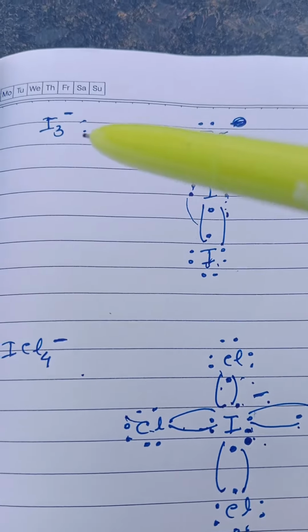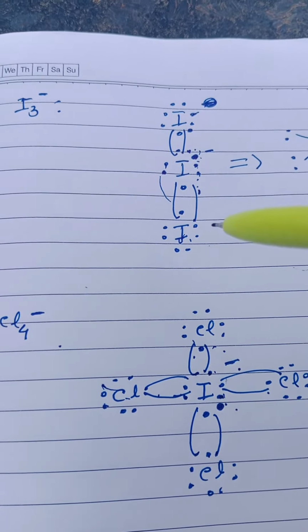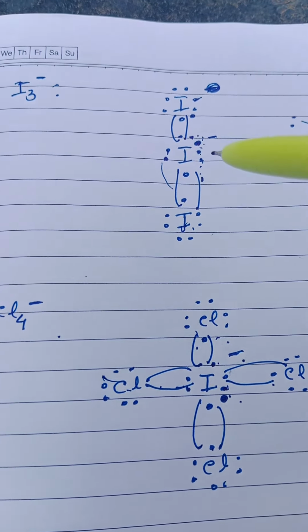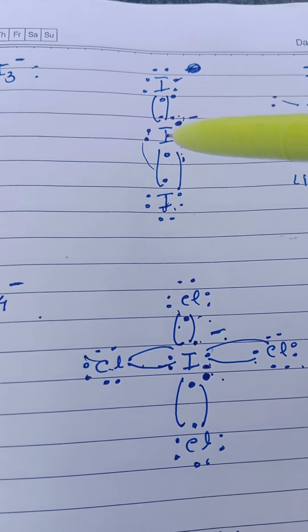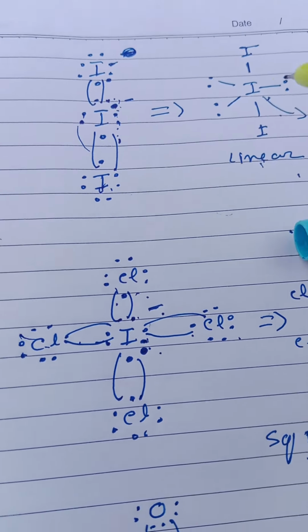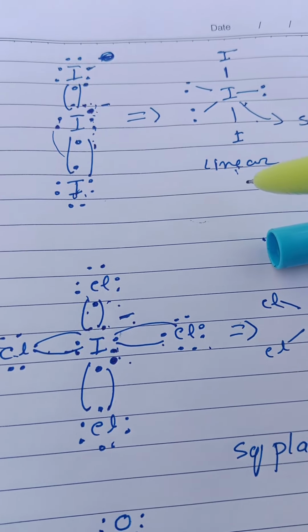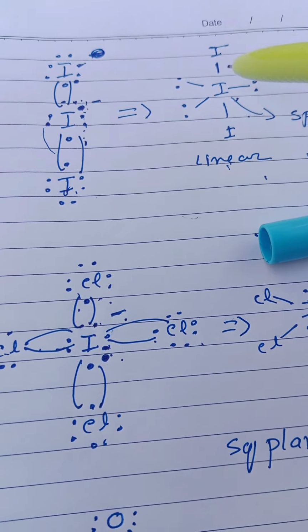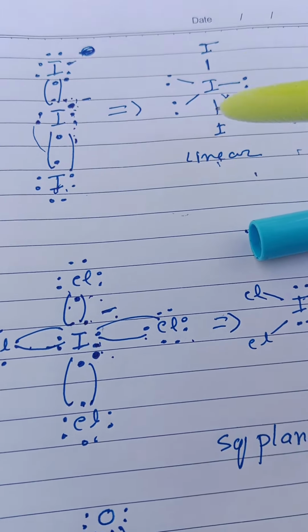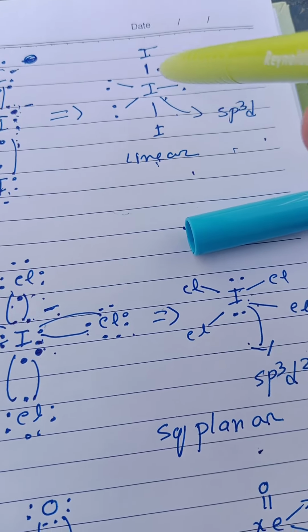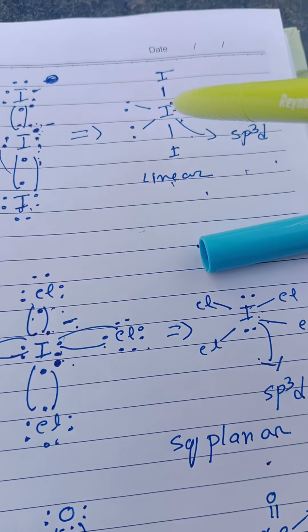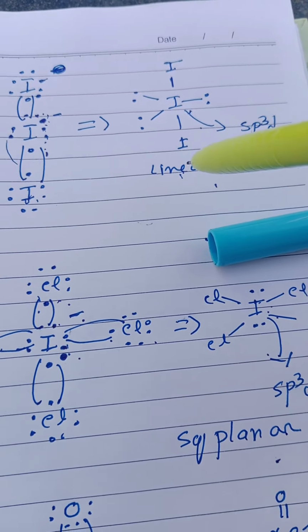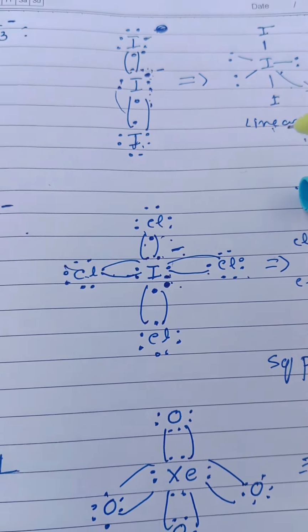Next is I3 minus. Iodine has 7 valence electrons. Due to 1 negative charge, the middle iodine atom is getting 8 electrons. Iodine is sharing 1 electron each to form 2 covalent bonds. So the middle iodine atom has 2 covalent bonds and 3 lone pairs. That means iodine has 5 hands. So iodine is sp3d hybridized and it has 3 lone pairs. That's why molecular geometry is linear.